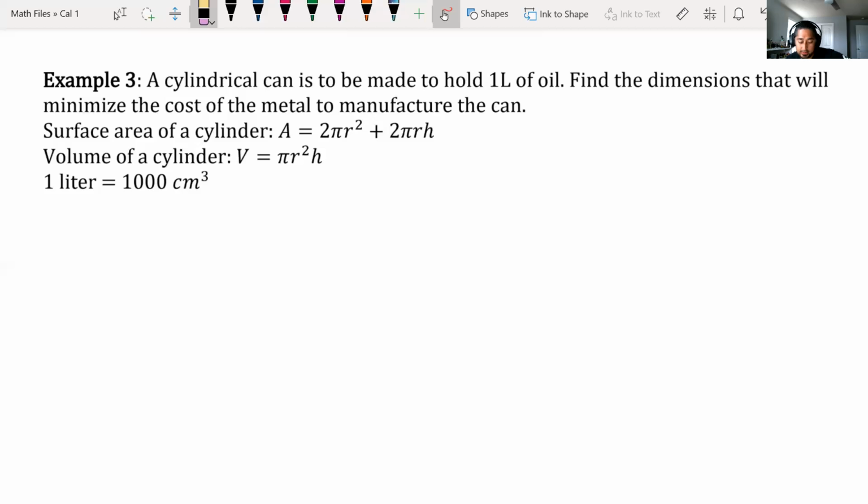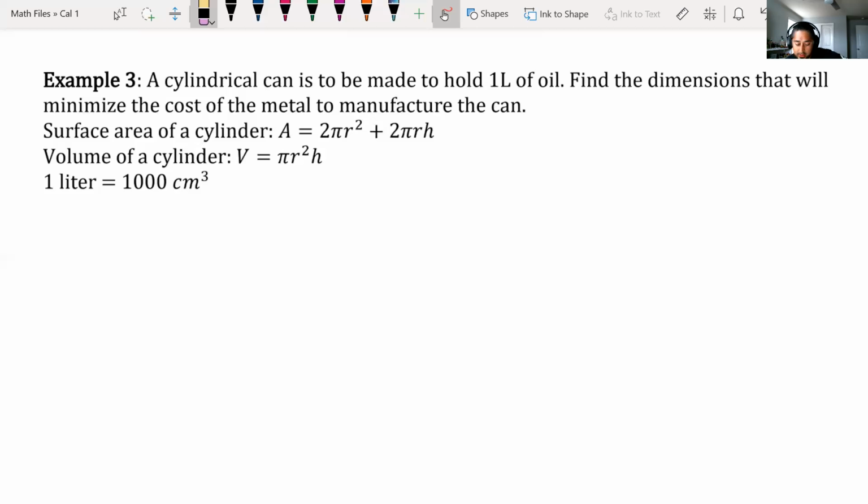3, a cylindrical can is to be made to hold 1 liter of oil. Find the dimensions that will minimize the cost of the metal to manufacture the can. So the surface area of a can or a cylinder is A equals 2 pi r squared plus 2 pi r h. And the volume of a cylinder is V equals pi r squared h. And then one last thing we need for this problem is that 1 liter is equal to 1,000 cubic centimeters.